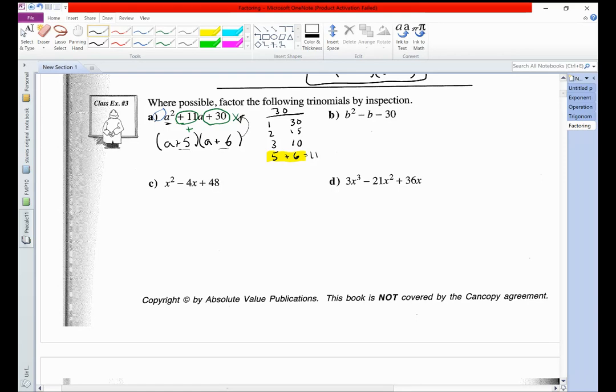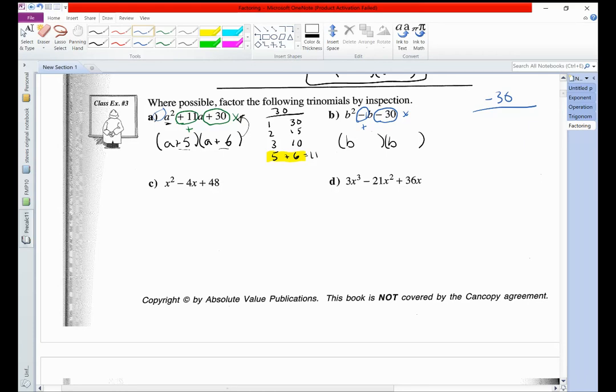So let's do that a little bit quicker. So I have b squared minus b minus 30. So I'm looking for 2 numbers that multiply to get negative 30 and add to get negative 1. There's always a negative 1 there, remember. So looking for 2 numbers that multiply to make negative 30, add to make negative 1, so that we can write our binomials. It's going to be b and b, but we don't know the terms.